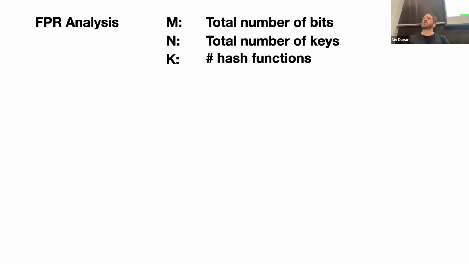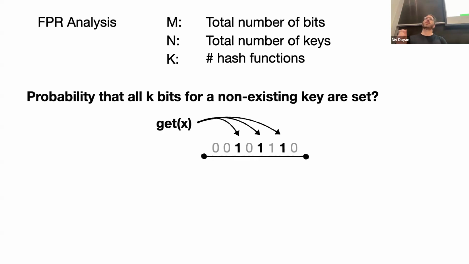To analyze the false positive rate of a Bloom filter, we're going to analyze it with respect to the following three terms: the total number of bits in the filter m, the total number of keys that you insert n, and the number of hash functions k. First of all, what is the event that causes a false positive to occur? That event happens if all random bits that I hashed the key to had been set to ones by other keys. So that's the event that causes a false positive. This is going to be a little bit complex to analyze off the bat.